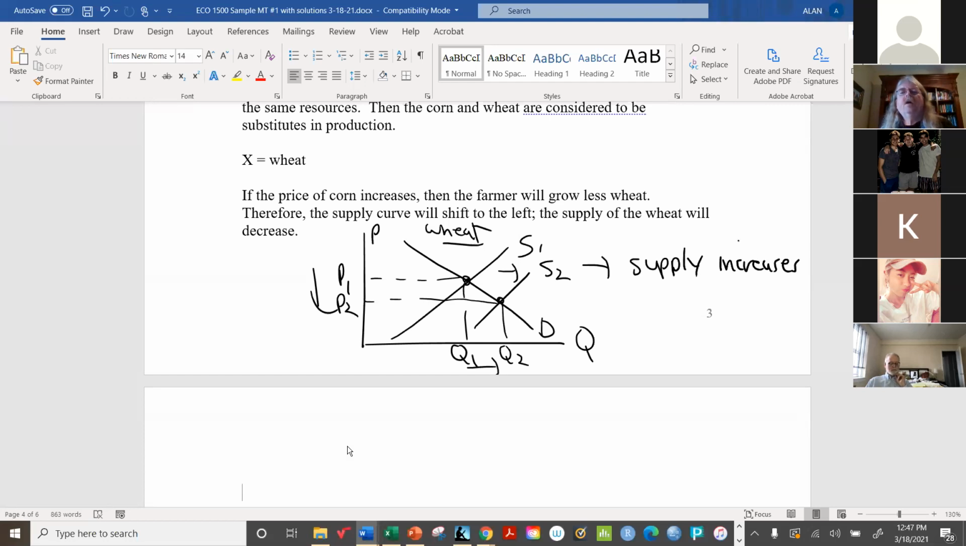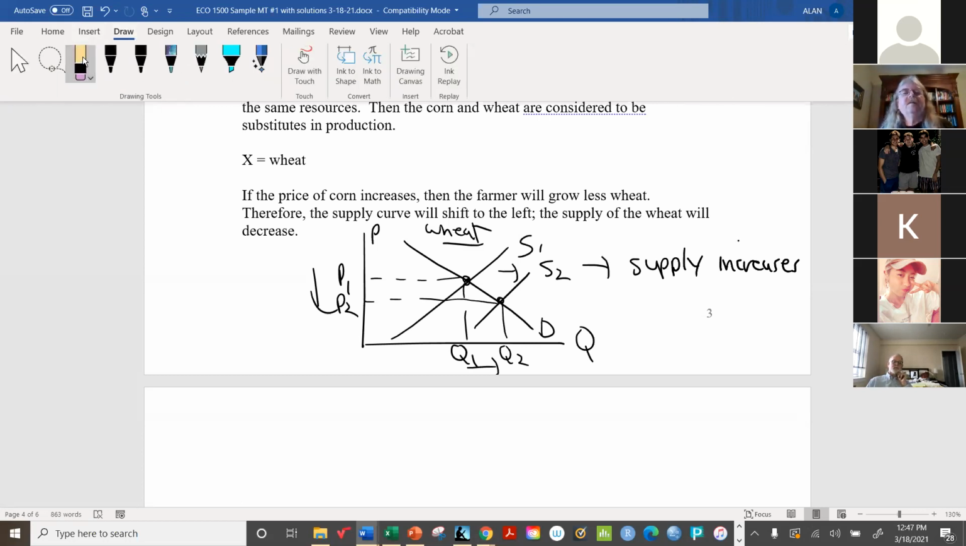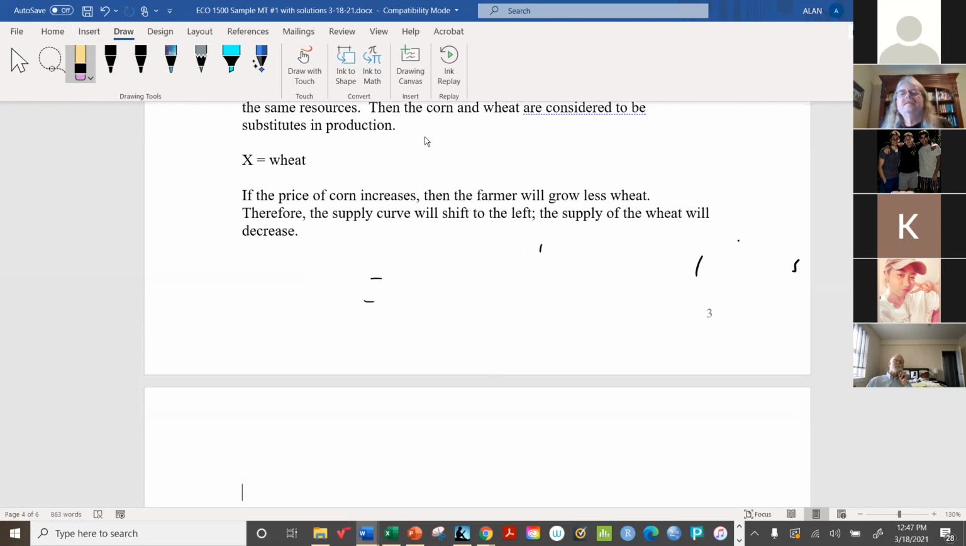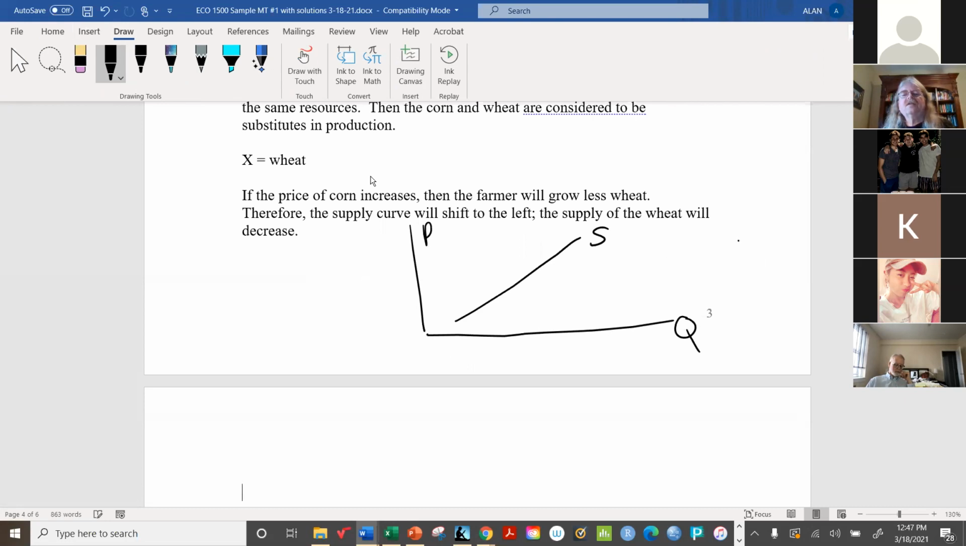Oh no, I just realized I went through all that trouble and I drew it the wrong way. It shifts to the left. Sorry, let me fix that. My fault, I wasn't paying attention. Let's try that again. Yes, that's right. The supply is shifting to the left because this is the wheat, not the corn. Here's supply curve 1. Here's supply curve 2. And this is, in fact, the market for wheat.